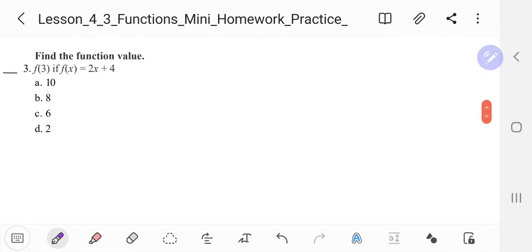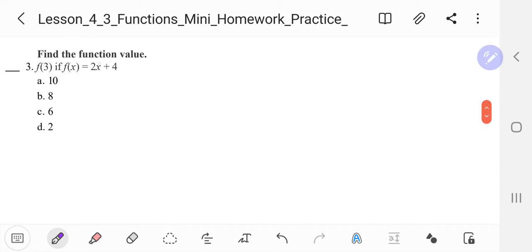Now, what does this mean? All right, it says find the function value. Well, what is this asking? This is asking me, what is the value of this function when x equals 3? What's the value of this function? What's the y value? What's the output when I input 3?